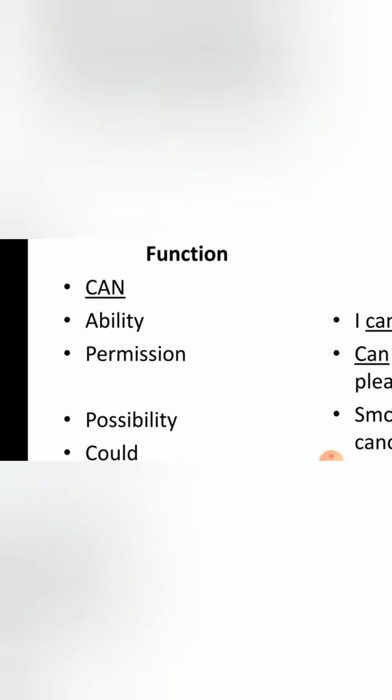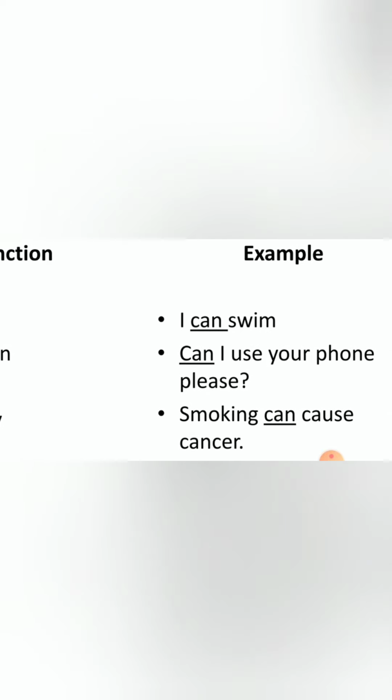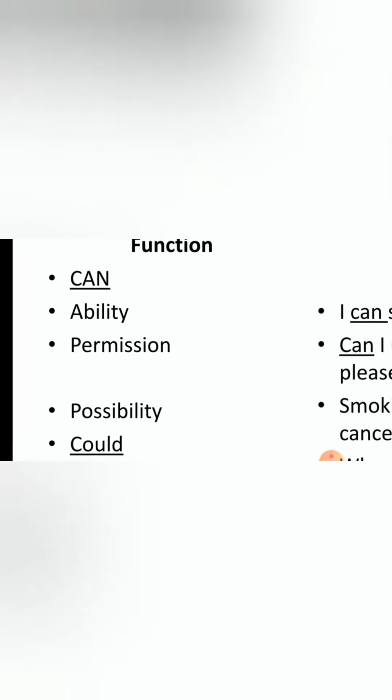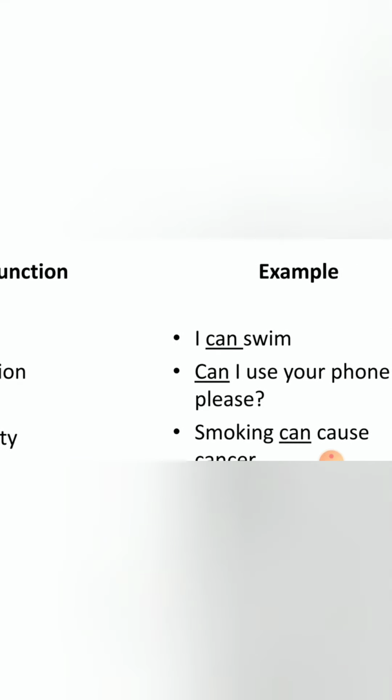What is the meaning of the word ability? Do you know? Yes, ability means potentiality, potential, or capability, or power. Right? So see the sentence: I can swim. It shows the ability of a person, the potential that they have. We can use the modal verb can for ability: I can swim, I can draw, I can play, I can see.